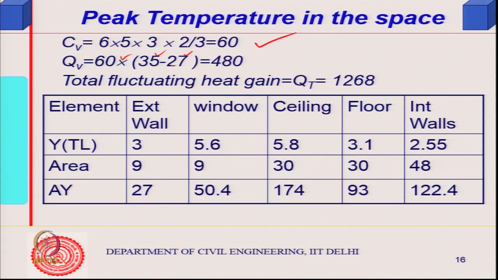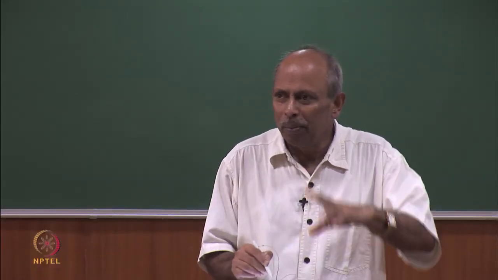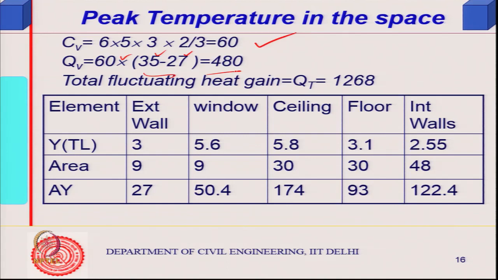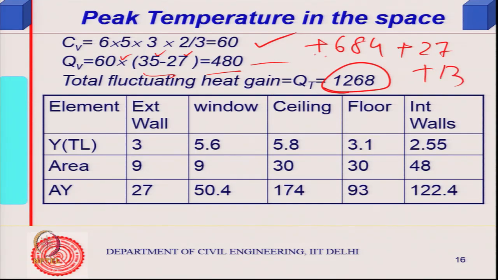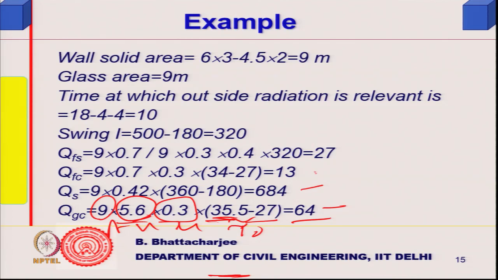Now, 27 is the outside mean, 35 is the temperature at that point of time at 6 p.m. 6 minus 4, that is at 2 p.m., because a 4 hours time lag will always be there because of admittance. So, 35 minus 480, this is to be added. So, you sum all of them and you get 1268, right. 480, 60 plus 684 plus 27 plus 13, if you sum all of them up sequentially as we have done, just look at them, all that we had, we summed up all of them, 64, 684, 13, 27.